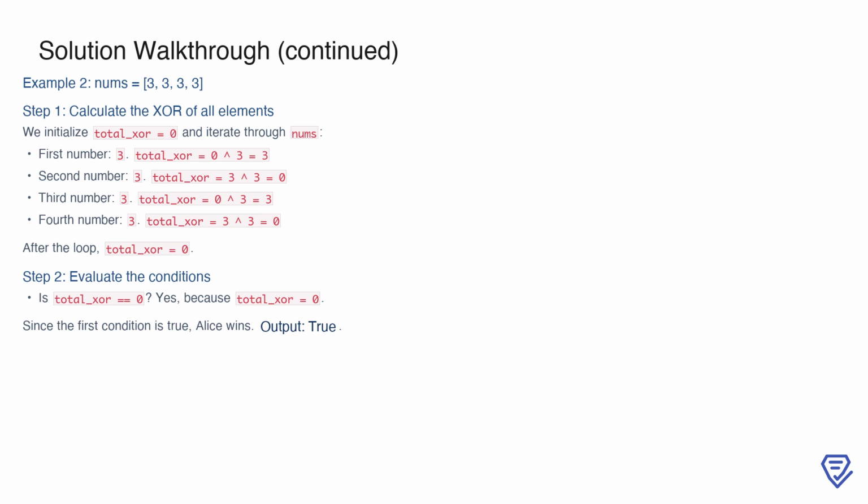Now, let's evaluate the conditions. The first condition asks if total_XOR is 0, and in this case, it is. Because this condition is true, Alice wins the game, and the output is true.